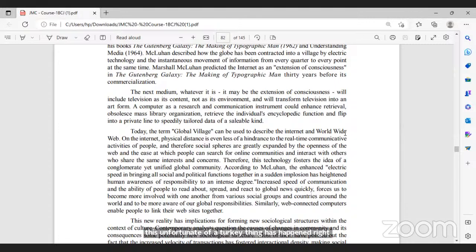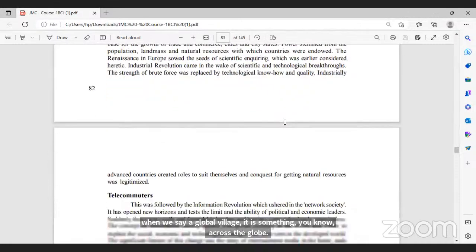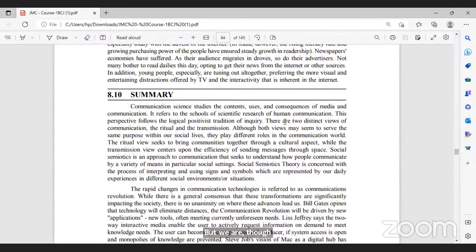How has it happened? It has happened because of the technological advancements and this internet that has helped us to get connected and make our globe into a small village. So when we say global village, it is something across the globe, but we are communicating as if we are in one village. That is the concept. That way we call the world a global village in terms of communication, and as part of the communication and information revolution. I hope I have clarified.